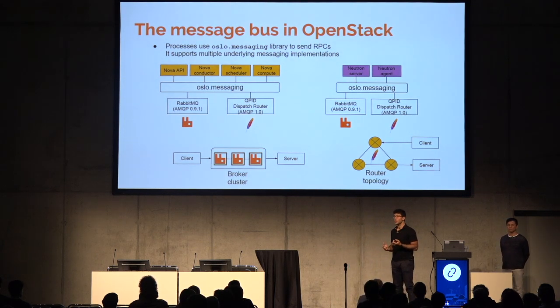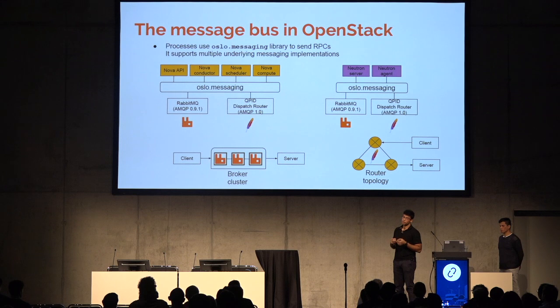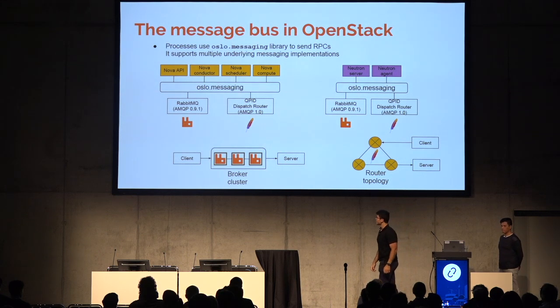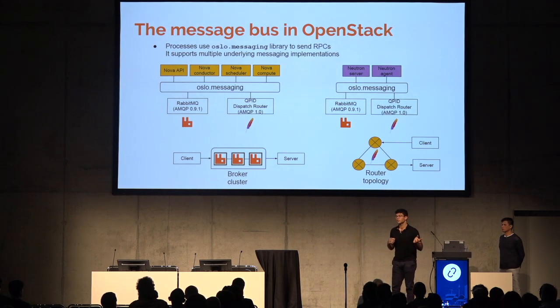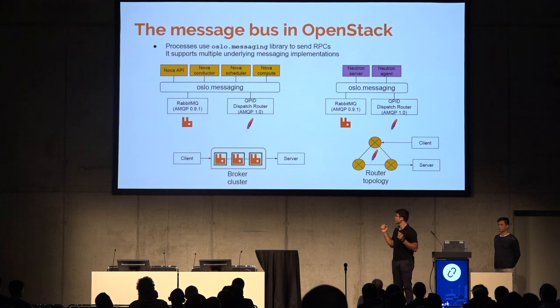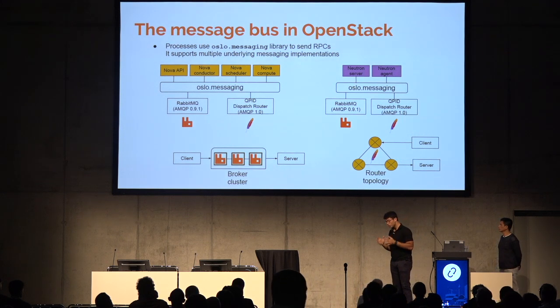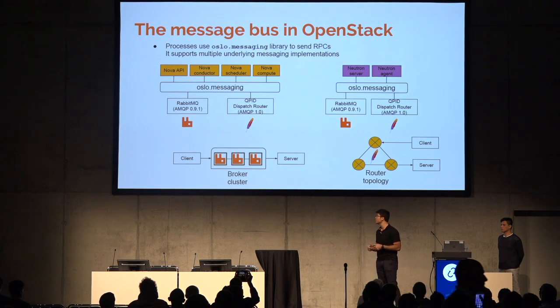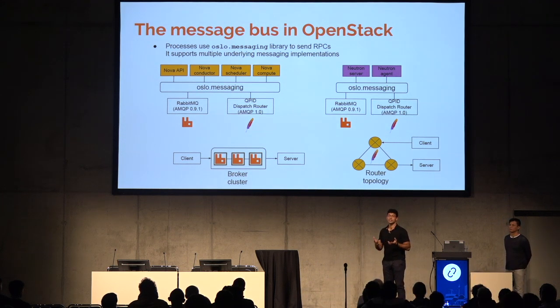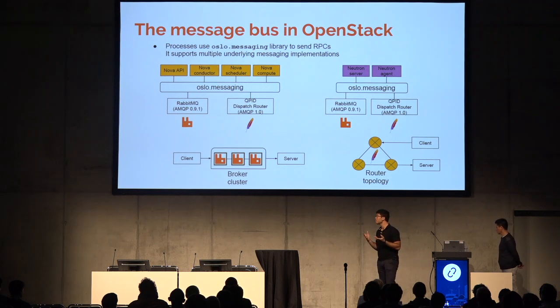There are multiple drivers under Oslo messaging. The one most OpenStack users know is RabbitMQ. It's an implementation of AMQP 0.9. So it's a broker. The client connects to the broker. It sends a message. The broker stores the message in a queue, so it has message retention. Then the server comes and consumes the messages from the broker, from the queues.